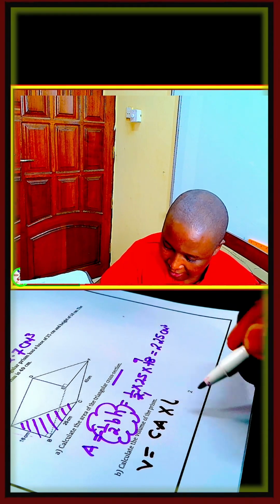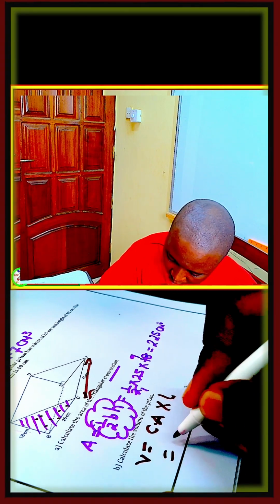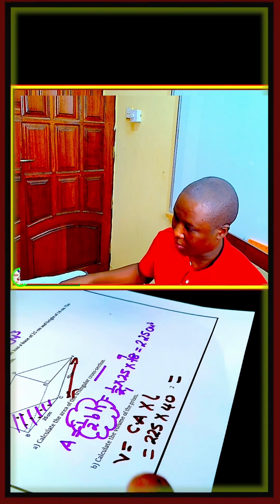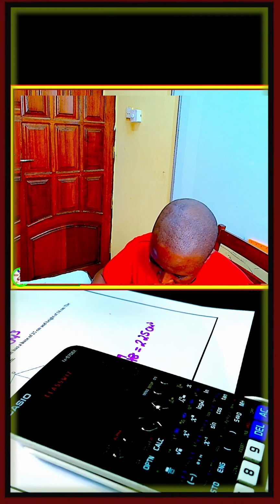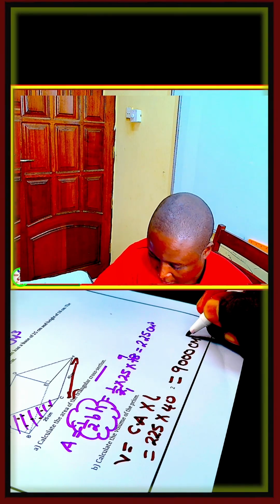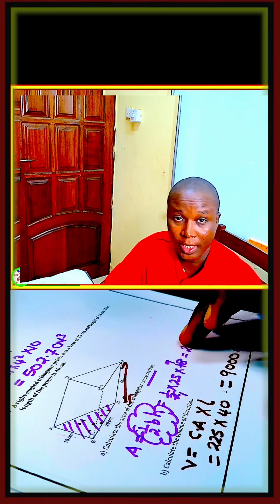Now, in order to work out the volume, volume is equal to the cross-section area times the length. The cross-section area is this part, times this length that we have here. So this is equal to 225 times 40, and if you work it out using your calculator, we are going to get 9,000 centimeter cubic as the volume of this triangular prism.